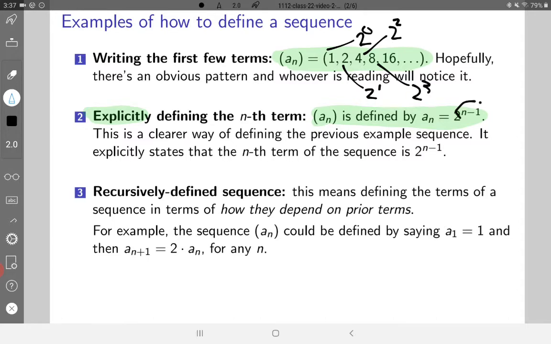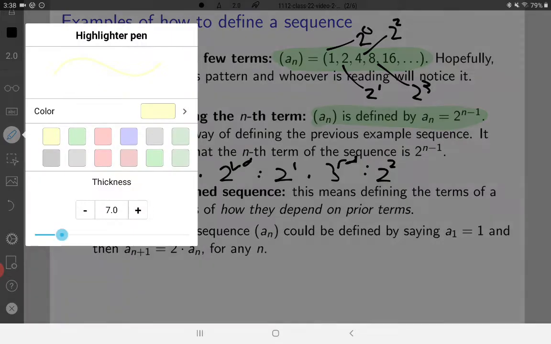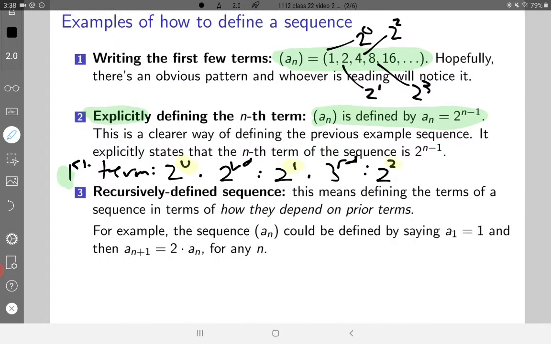And that's why I have this n minus 1, because the first term of the sequence is the 2 to the 0 power. So the first term is 2 to the 0. And then the second term is 2 to the 1, or 2. And then the third term is 2 squared. And there's always this mismatch where I have the first term, and that has to equal 2 to the 0. And then I have the second term, and that has to equal 2 to the 1. And then the third term has to equal 2 squared.